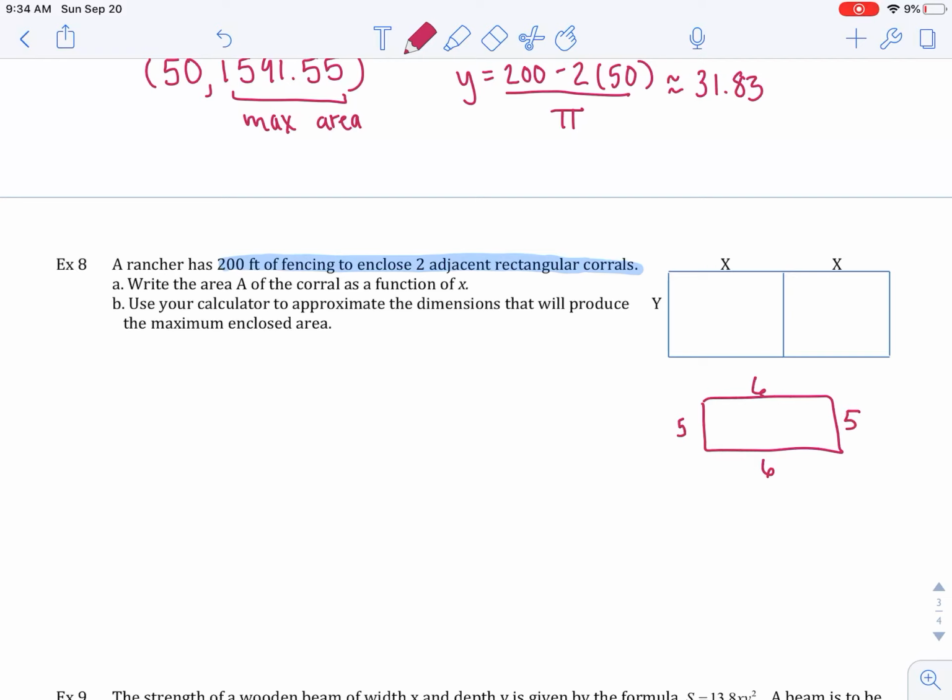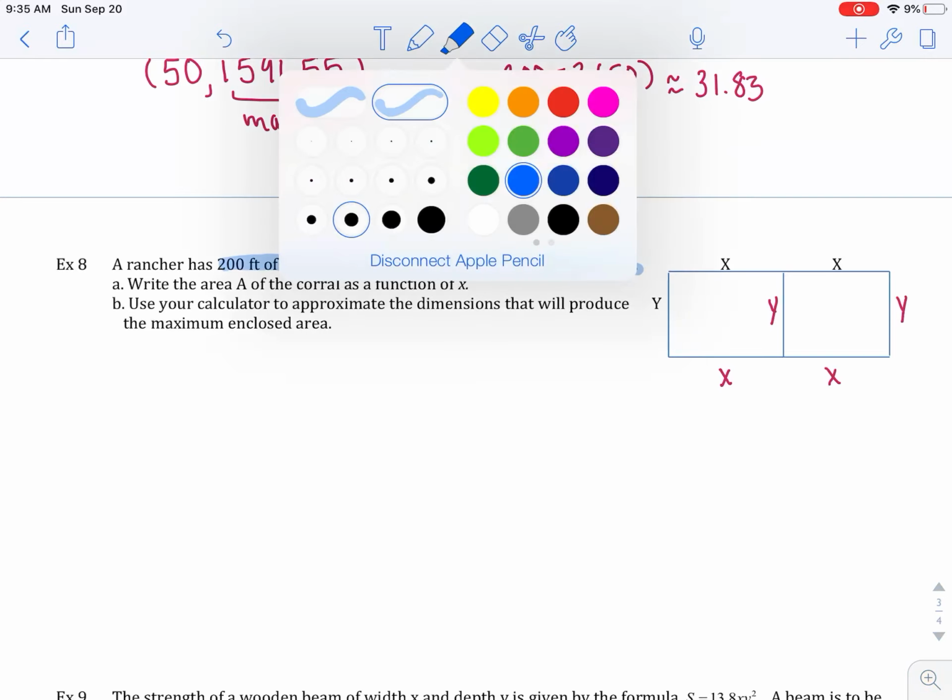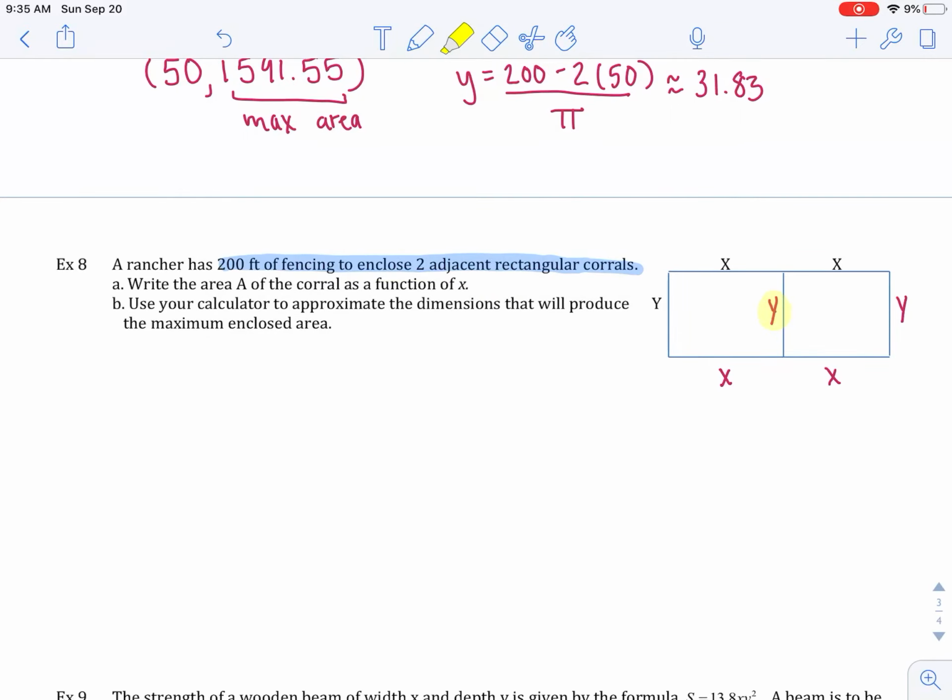Okay. Now let's challenge this up a little bit. Use that concept. Label all of your sides. Don't get fooled by me. Okay? So x and x and x, right? Y. Do not forget this middle y. If you have a highlighter, square it, put a note. That guy gets forgotten a lot. Okay? So we're doing fencing. Every part matters here. So let's write the area of this as a function of x.